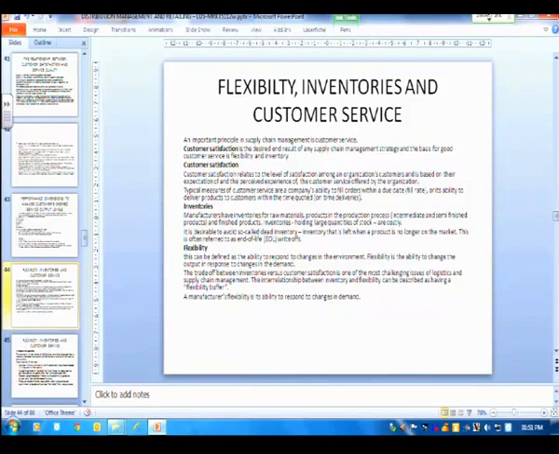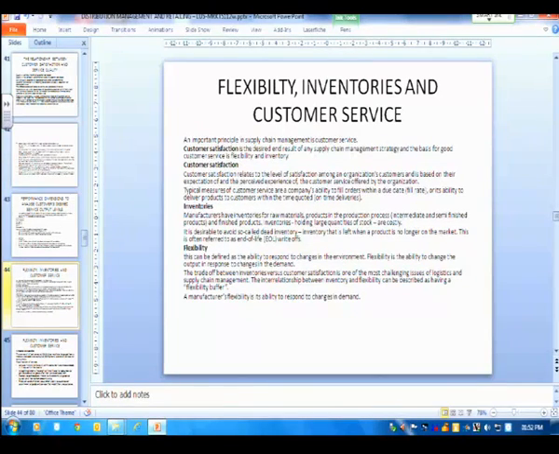Customer satisfaction. Customer satisfaction relates to the level of satisfaction among an organization's customers and is based on their expectation of and the perceived experience of the customer service offered by the organization. Typical measures of customer service are a customer's ability to fill orders within a due date, fill rate, or its ability to deliver products to customers within the time quoted, which means on-time deliveries.